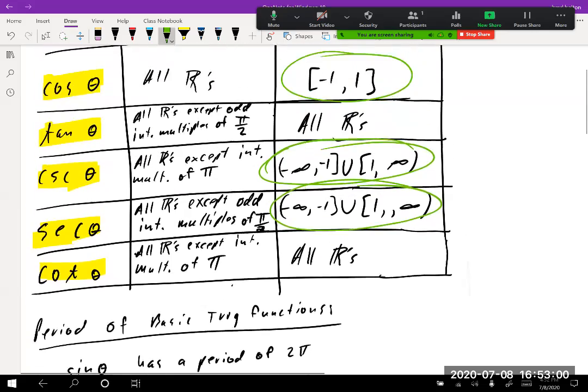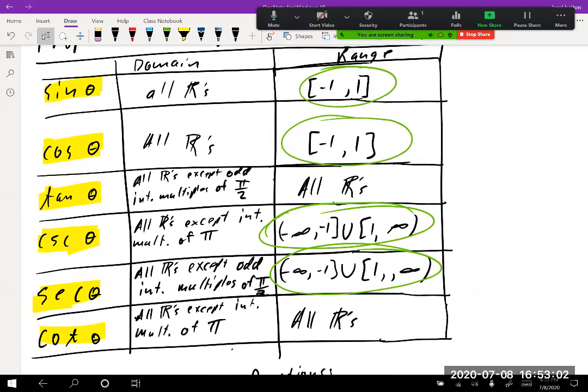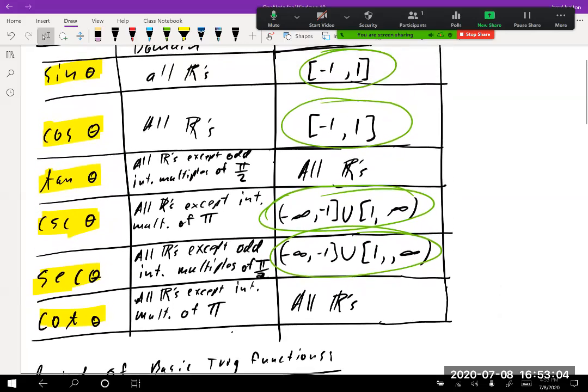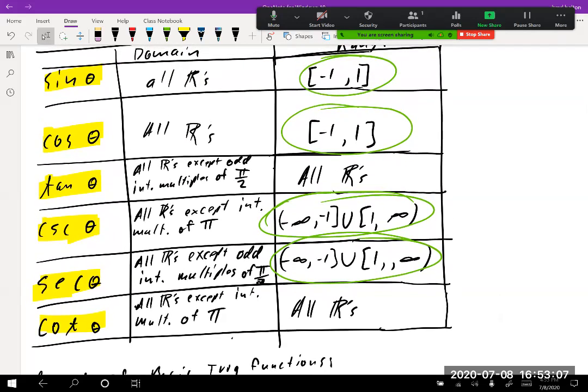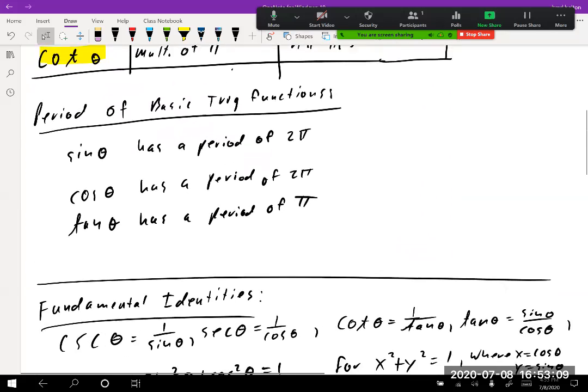So these are just some facts that you should be writing down. Hopefully you've had a chance to go over those right now. If not, pause the video and get all these facts into your notes about the domain and range.